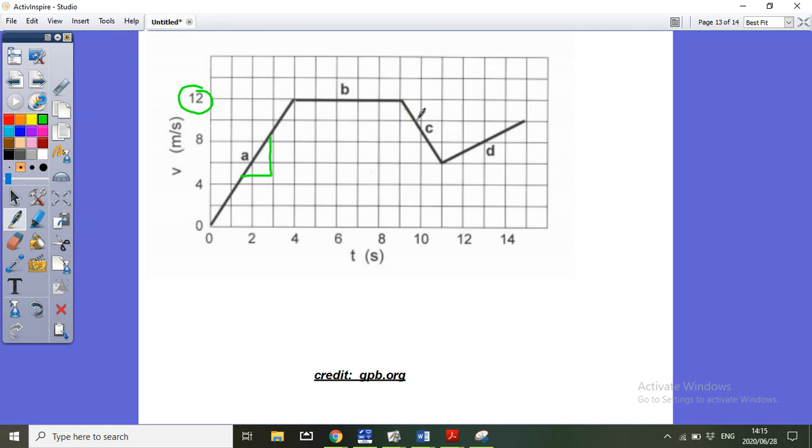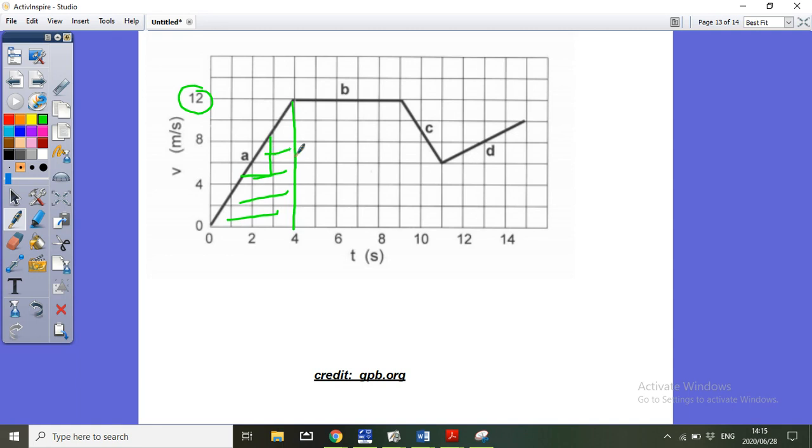So it's going slower, slower, slower, and then it's going faster, faster, faster again. Now, there's two things I can use of this graph. Remember, the gradient is the acceleration, and I can also ask you for the displacement. Now, there's one thing I want us to look at here. So if we look at the displacement, it's the area between my line and my x-axis.